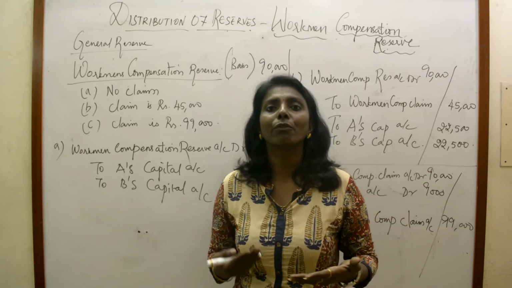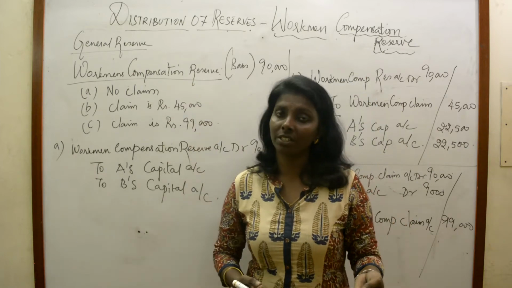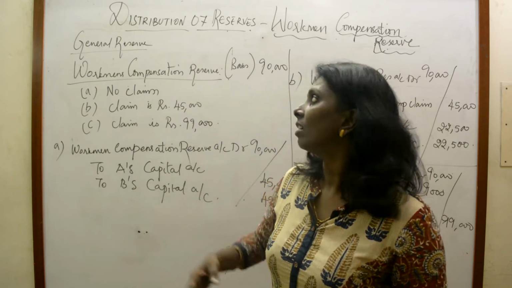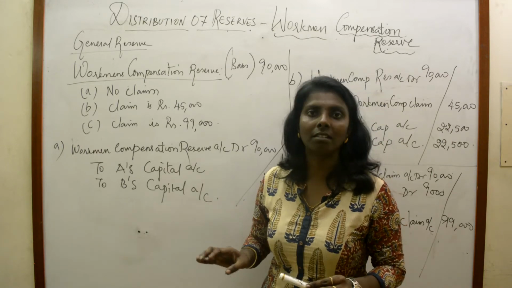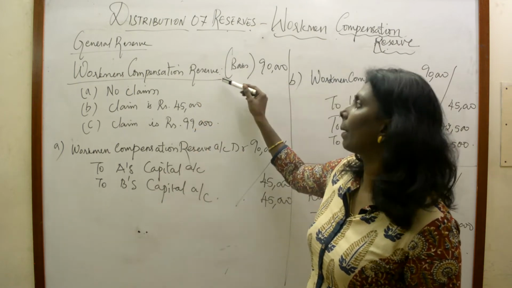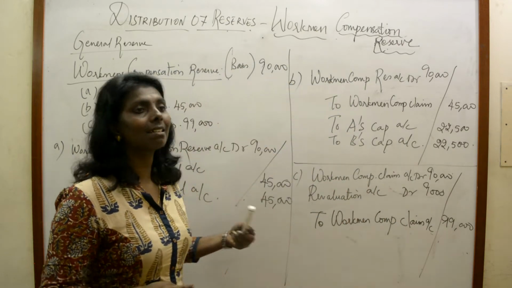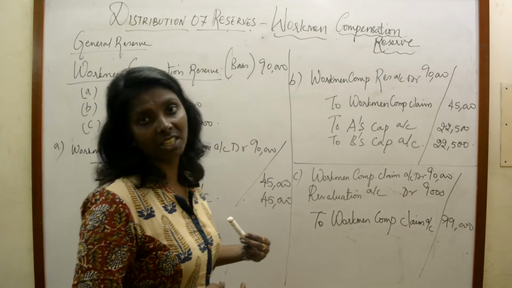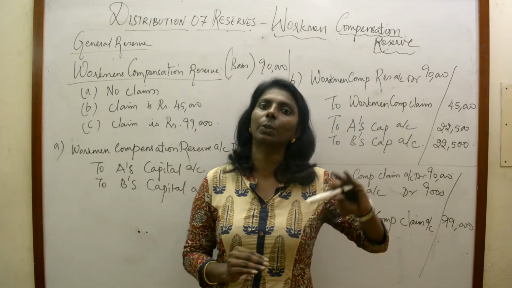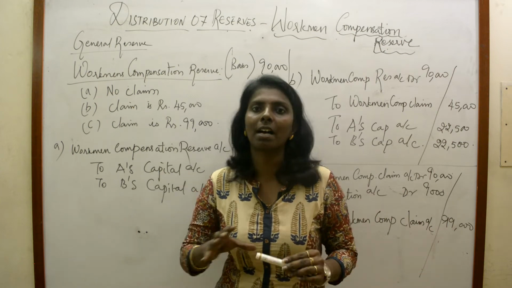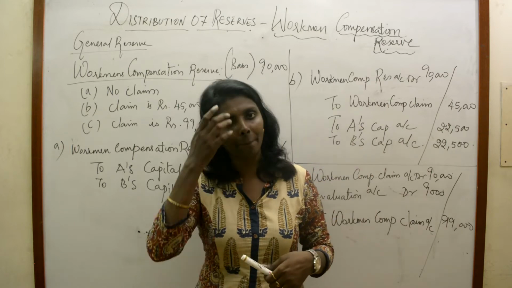When it comes to distribution of reserves, we've already discussed there are various reserves like general reserve, workmen's compensation reserve, and investment fluctuation fund. For general reserve, there is nothing much to say because it is very simple. You simply divide it among all the partners in the old ratio. But workmen's compensation reserve is where students get stuck, because there are various scenarios involved. Here we are going to discuss all the scenarios you will come across and how to pass entries. If you are very good with this, you will not make any mistakes with workmen's compensation reserve.